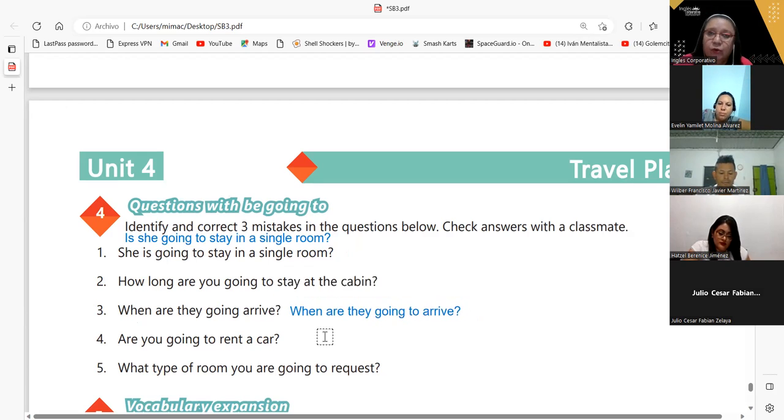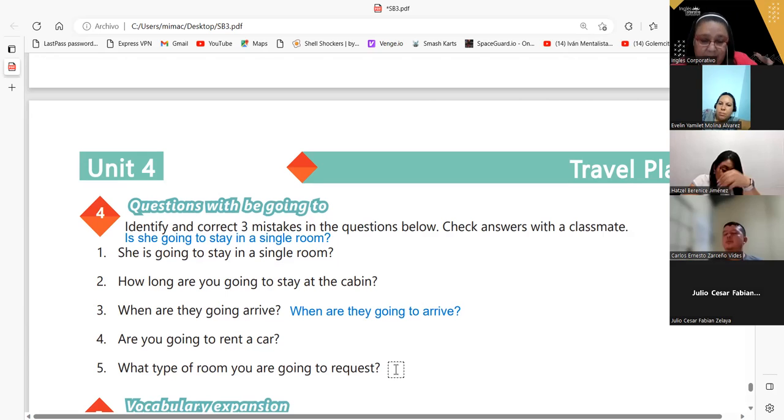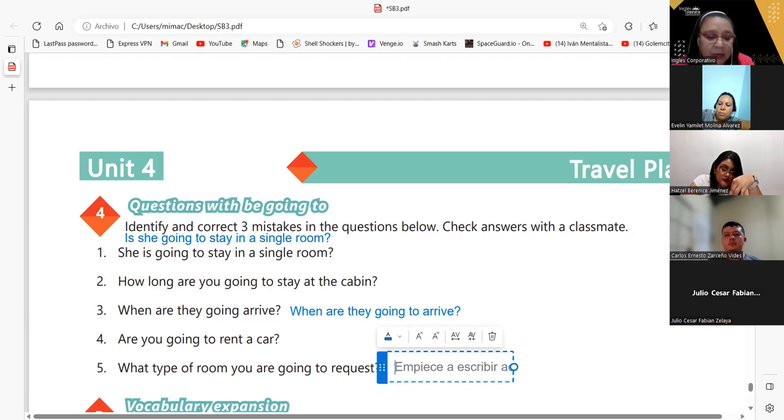What about number four? Are you going to rent a car? Correct. What about the last one? What type of room you are going to request? Is it correct or incorrect? Incorrect. The correct sentence should be?